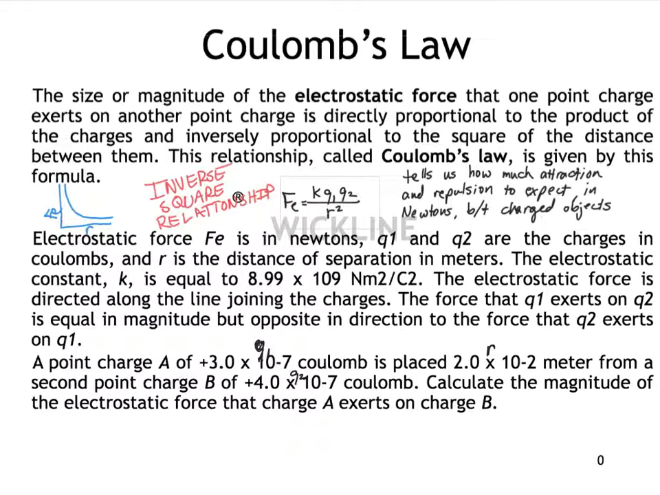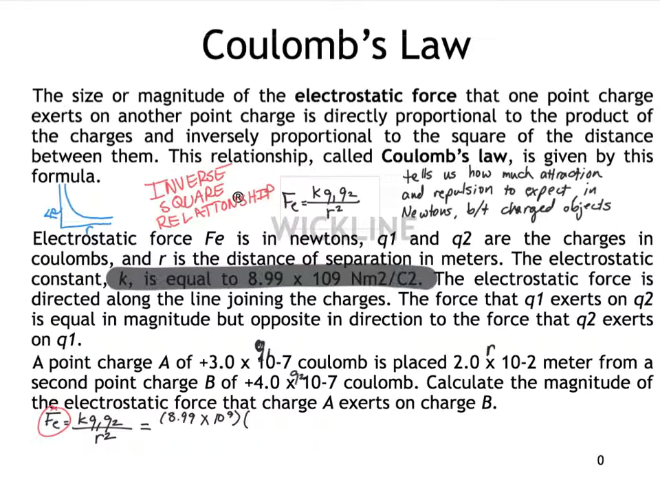I'll start by writing down Coulomb's law. Since we are solving for the amount of force, we don't need to rearrange this equation. So I'm going to go ahead and start plugging in values that I know. Now, the value for k, which is the electrostatic constant, is listed here as 8.99 times 10 to the 9th newton meter squared per coulomb squared. So I'll add that in now.